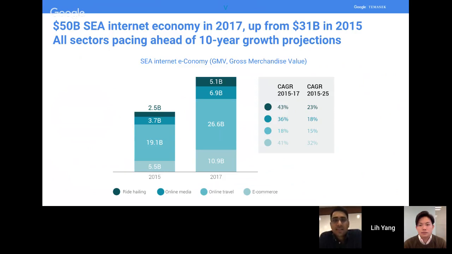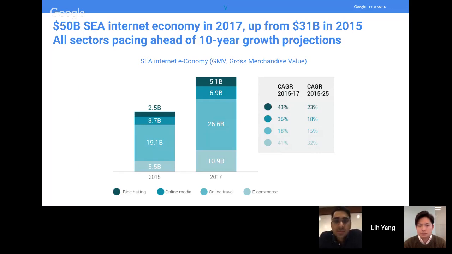So the key message here is that the internet economy size in Southeast Asia in 2017 has grown to become a $50 billion industry overall. And this is a very significant growth from where it was 2 years ago. We were just at $31 billion. And what we have seen is the last 2 years have actually significantly overpaced our 10-year projections.